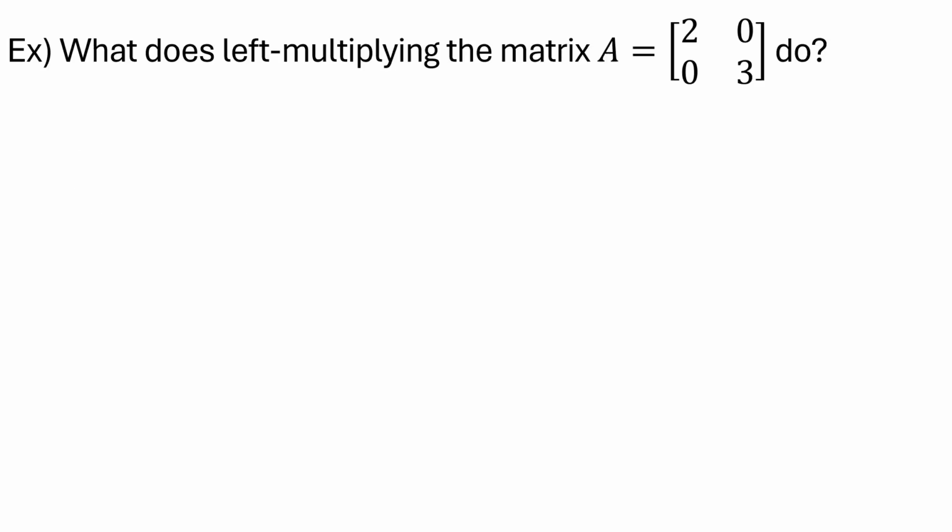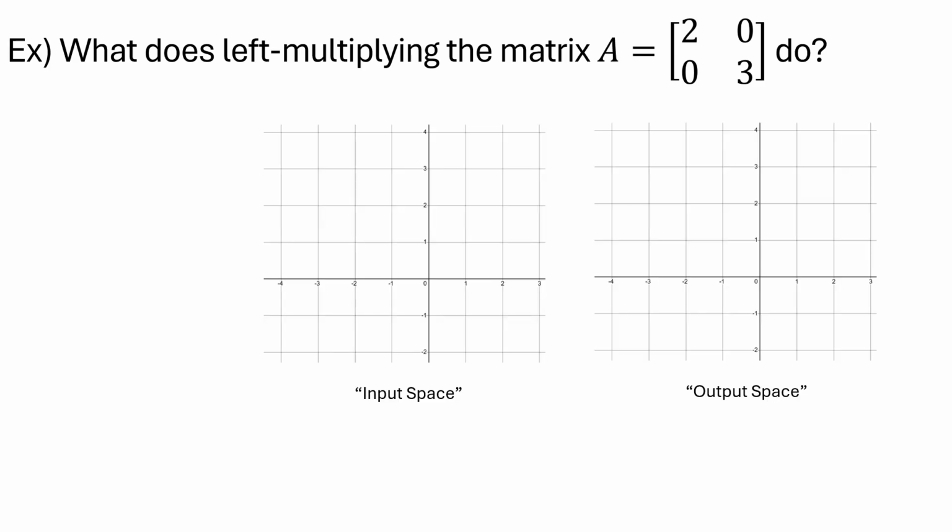Let's look at an example to see what a diagonal matrix actually does to the geometry of a space. We want to know the effect of left multiplying by this matrix A, which has a 2 and a 3 on the diagonal. We start with our input space and output space. Since this is a 2 by 2 matrix, we'll soon see why both the input space and output space are two-dimensional. Here's our basis vector 1, 0, shown here in purple.